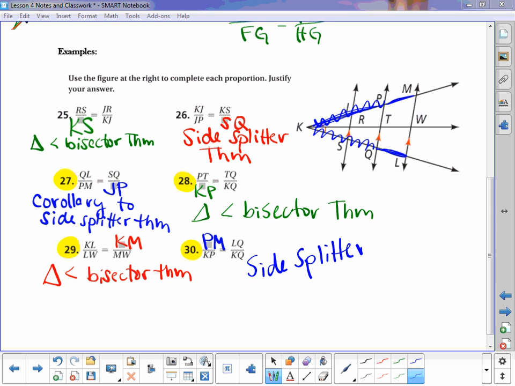Again, we're using pieces created by those parallel lines, but it goes all the way out to create a triangle, which is why it's side splitter rather than corollary side splitter. Alright, questions on those? Okay, go ahead and flip it over to our classroom.